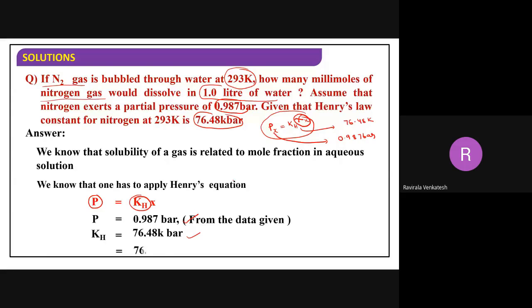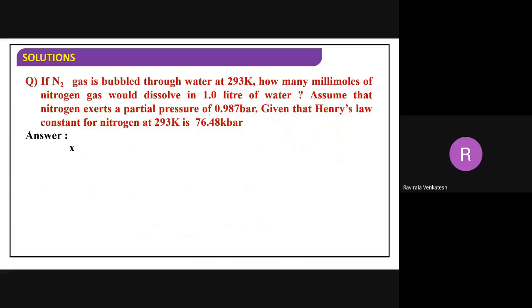Now based on this, you can convert it into bars, because the pressure is given in terms of bar and KH is given in terms of kilobar. So convert into bar only; both should be in the same unit, otherwise convert this one into kilobar. Anything is fine. Now mole fraction is equal to the partial pressure of the gas divided by Henry's law constant. So 0.987 divided by this.